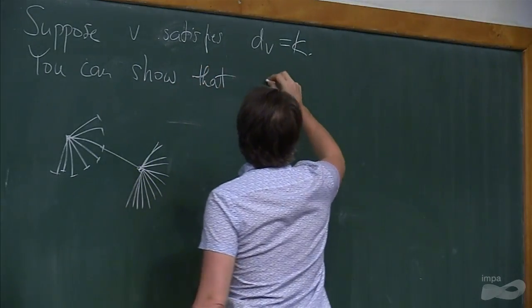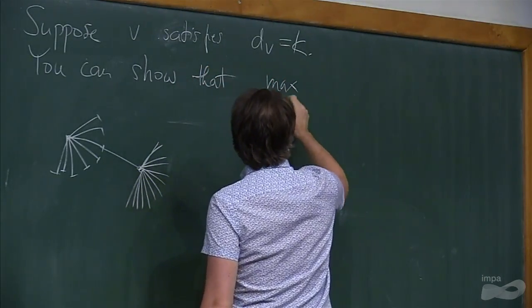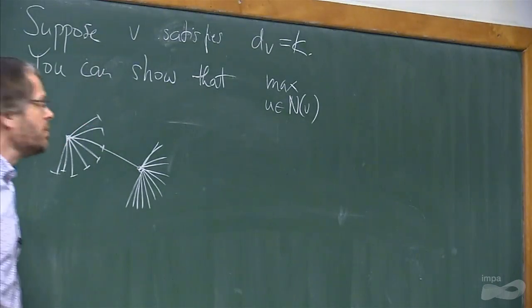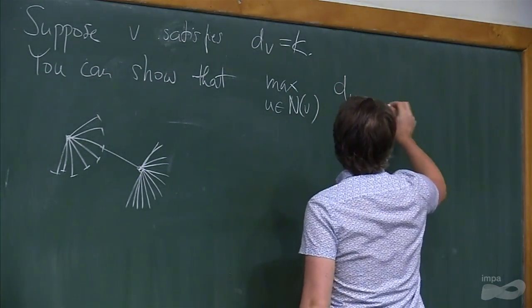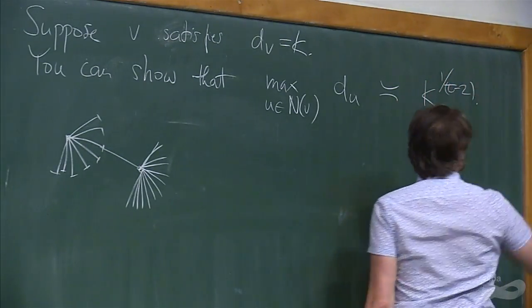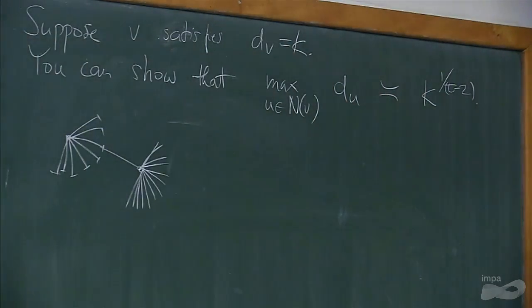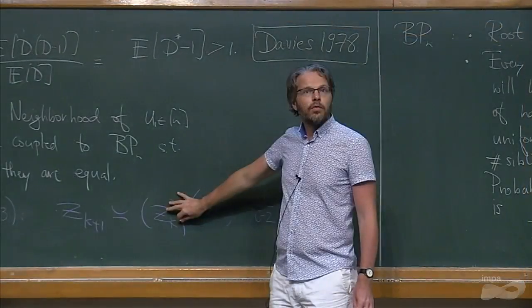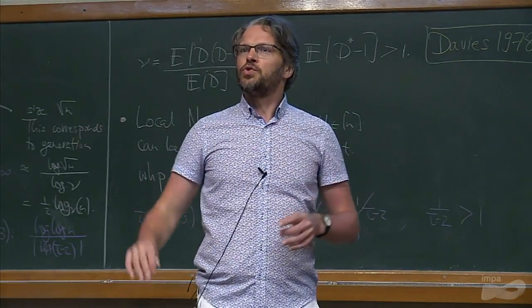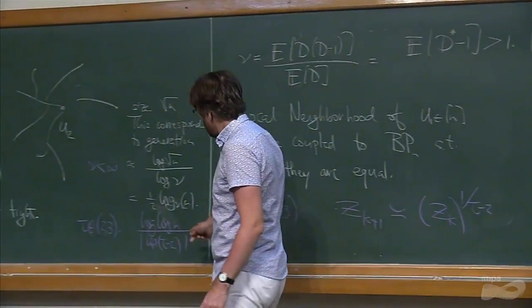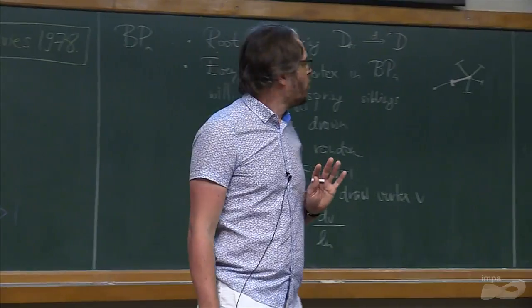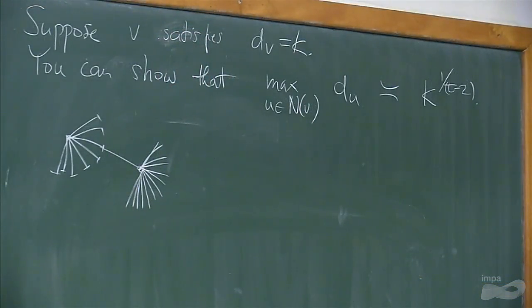Well, you can show that the maximum over u in the neighborhood of v, so any of its neighbors, I know that there's k of them, of the degree of u is basically comparable to k to the power 1 over tau minus 2. So it's the same power growth as we see in the generations of the graph. And you can use that very quickly, not only to prove that the shortest path has the scaling of basically twice this number, but even in a very simple way of constructing an almost shortest path.